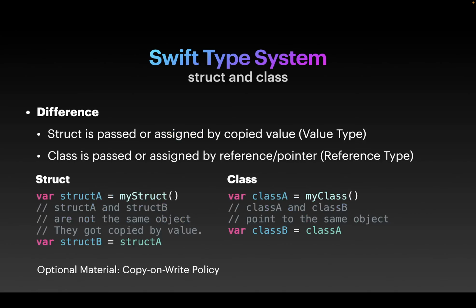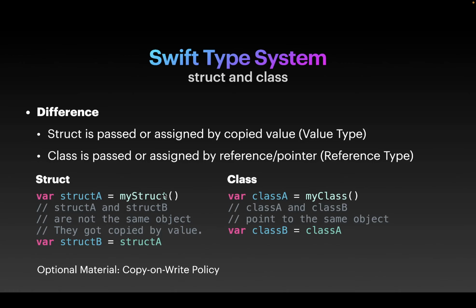Now let's talk about the differences. This is really important in Swift. Struct is passed or assigned by copied value, and we usually call struct a value type. What do I mean by passed or assigned? Passed means you pass the struct around to different functions. Assigned means you assign a struct to different variables. When that kind of operation happens, it gets copied.